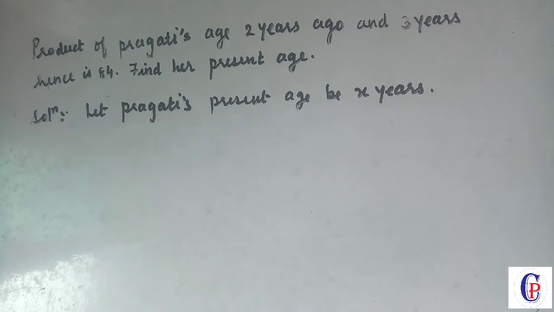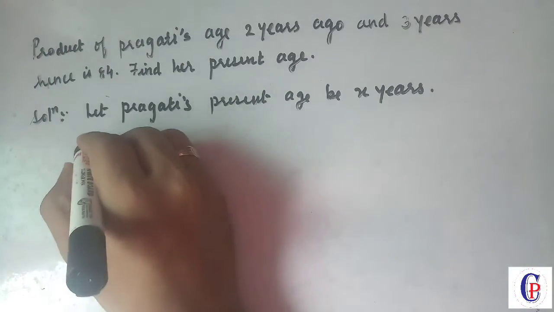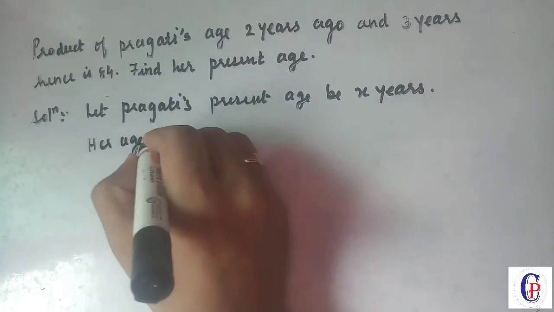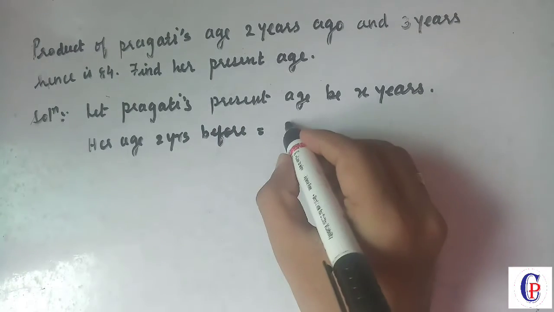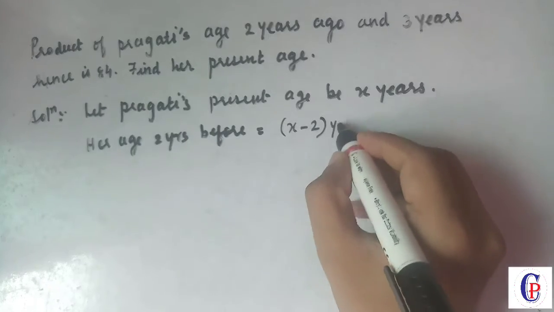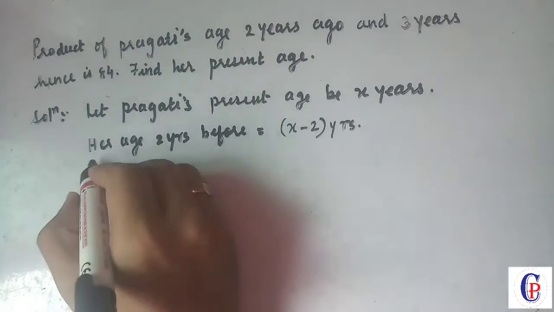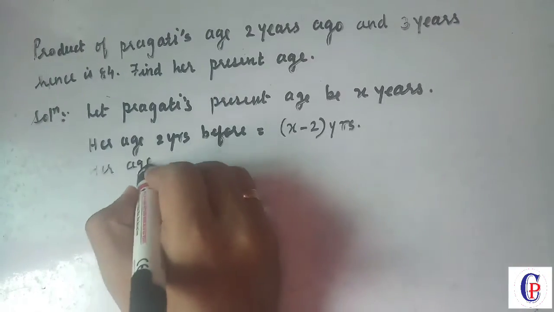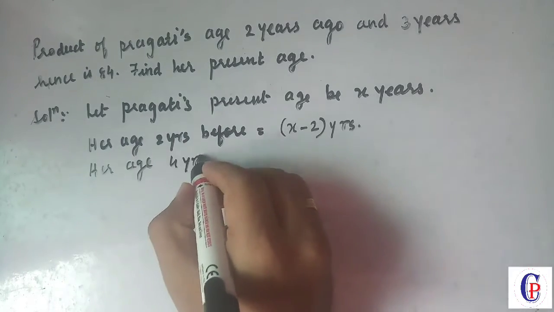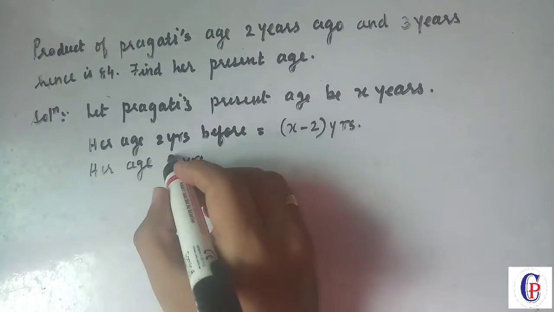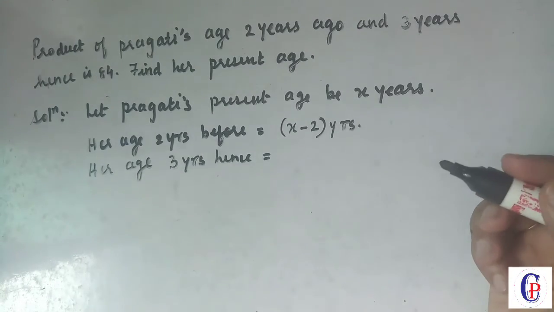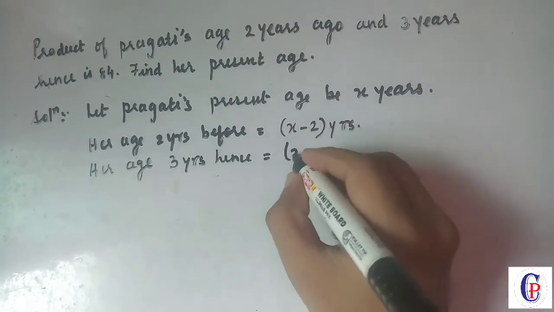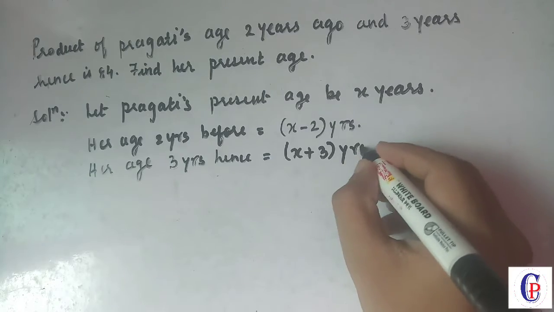So present age is x. So 2 years ago means 2 साल पहले. So her age 2 years before becomes x minus 2, x minus 2 years. Her age 3 years hence means 3 years afterwards, 3 years from today, so it is x plus 3.